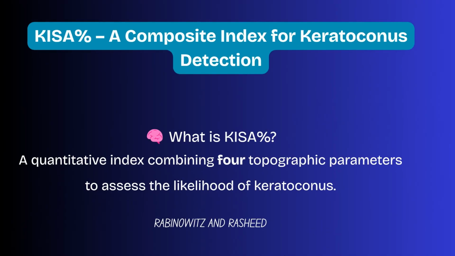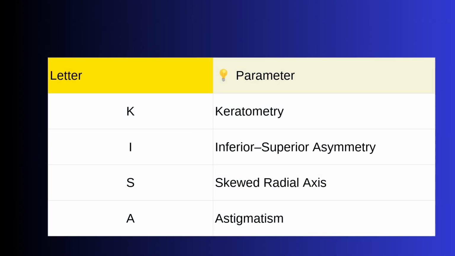Next on the list is the KISA percentage index. A more refined composite index was developed by Rabinowitz and Rasheed called the KISA percentage index. It quantitatively combines four topographic parameters to assess the likelihood of keratoconus. The K stands for keratometry. It reflects the steepness of the cornea. The I stands for inferior-superior dioptric asymmetry. It reflects the inferior steepening. S stands for skewed radial axis. It indicates the misalignment of the principal steep meridians or the astigmatic axis. A stands for astigmatism. The formula here is K multiplied by I multiplied by S multiplied by A, divided by 300.